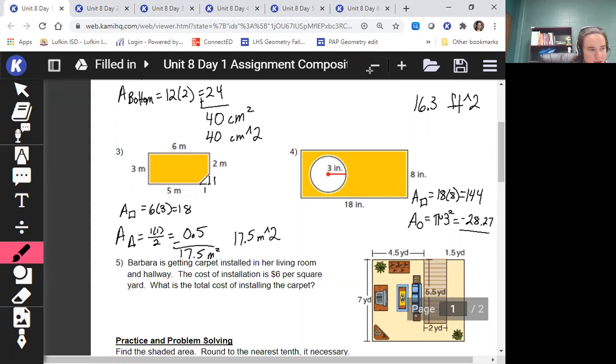And we are going to subtract those because the circle was taken out of the rectangle. And when we subtract those, we get 115, and we're rounding to the nearest tenth again. So 115.7 inches squared. So again, when you type that into your computer, 115.7 I in the caret symbol and 2.